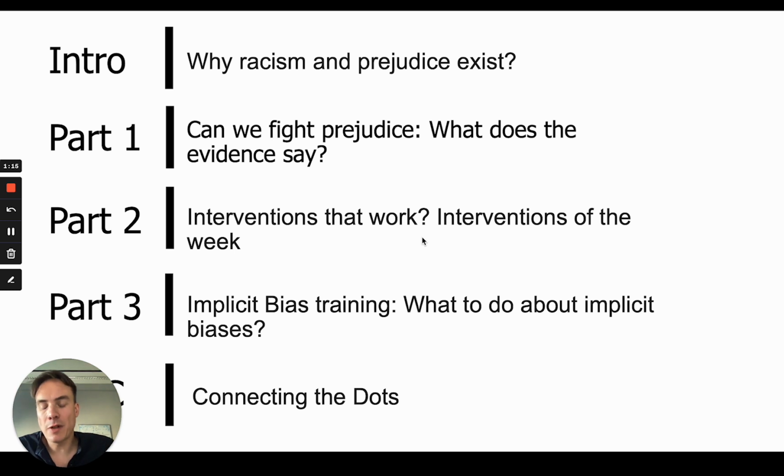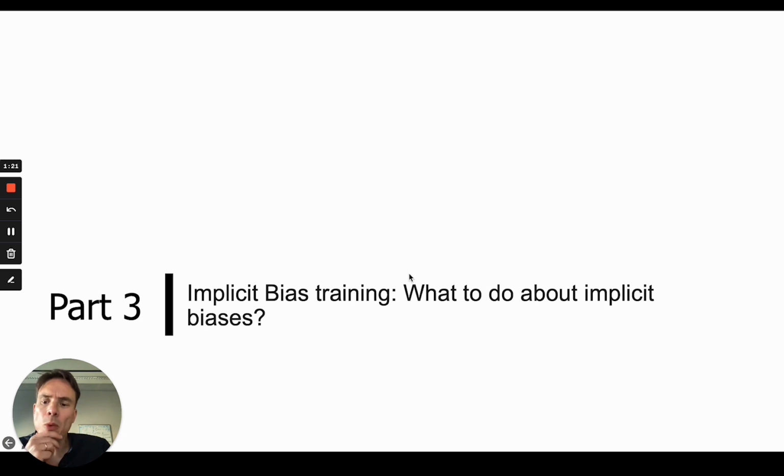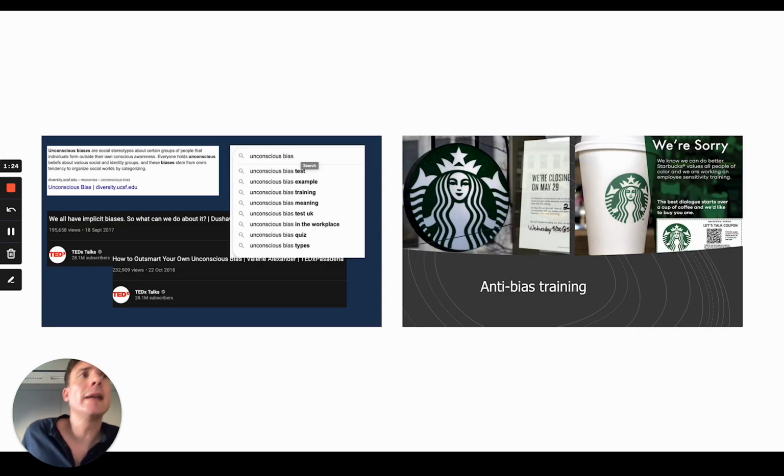We started today with kind of reminding ourselves of Starbucks, and that they tried to do this intervention where they gave all their employees this anti-bias training for a week in the US because they had an incident where some white employees or one person acted racist towards two black customers. Okay, so what Starbucks did, they decided, okay, let's do an anti-bias training and check, racism fixed, and then we can reopen our facilities again. And if you type in unconscious bias, there's tags like example, training, meaning, test, UK, in the workplace, quiz types, super popular.